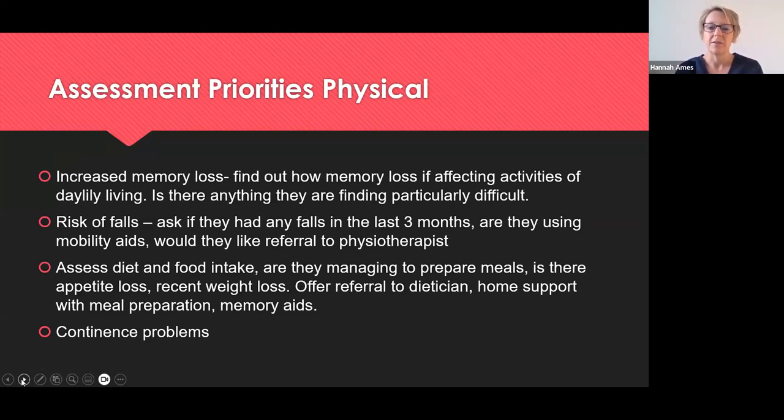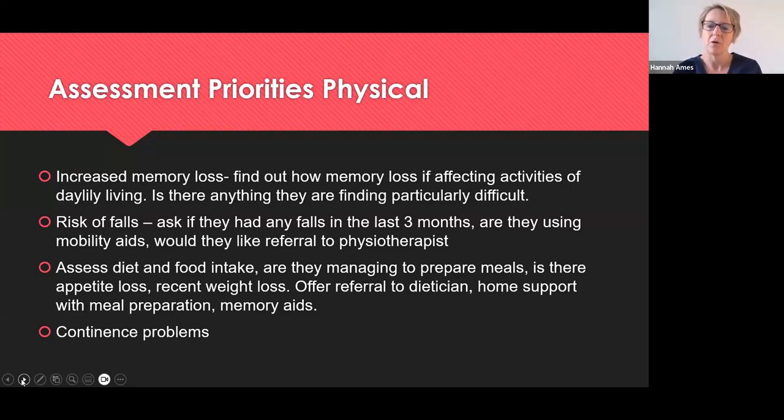So you could just find out, with a simple question such as, how are you finding that your memory loss is impacting on activities at home? Is there anything that you're finding particularly difficult? Or is there anything that you would like some support with to be able to continue to do an activity at home? And it might be something such as making your lunch or getting dressed, or being able to do an activity about the house as well.